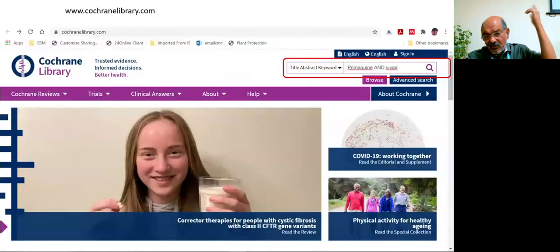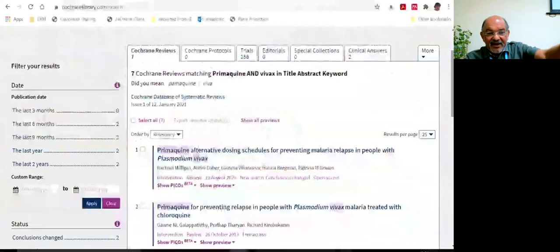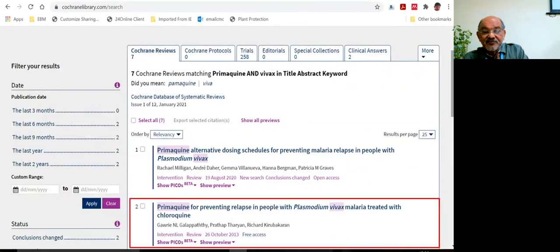And if you want to read it, you can go to the Cochrane Library, cochranelibrary.com. And in the search, you write primaquine, Boolean AND, Vivax. And you'll find there are 7 Cochrane reviews with this. There are 258 trials. Look at the top index. It says 258 trials on this. Okay, so if you look at the trials, the one we want is this one. Reviews. Systematic review. Primaquine for preventing relapse in people with Plasmodium vivax malaria treated with chloroquine.